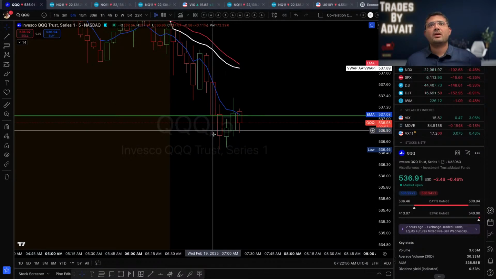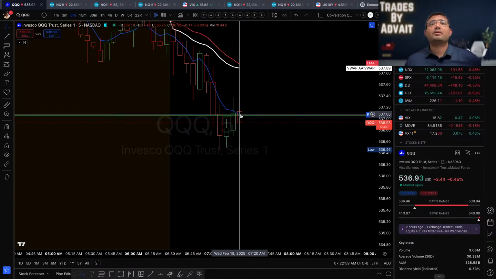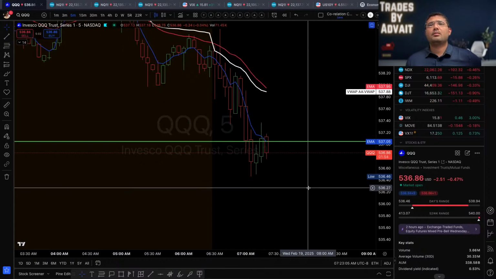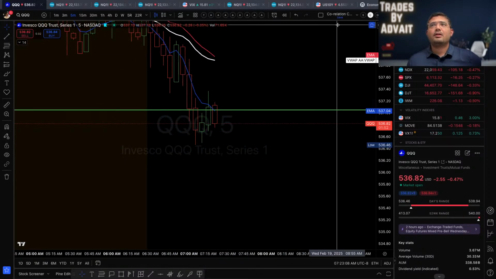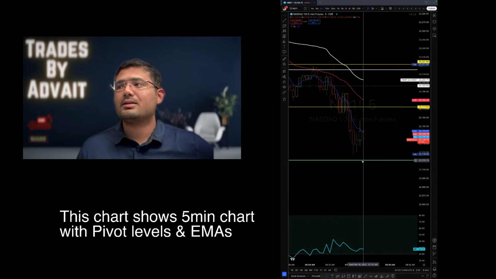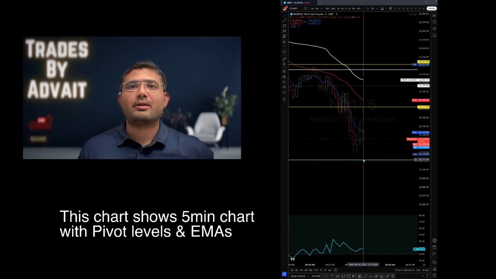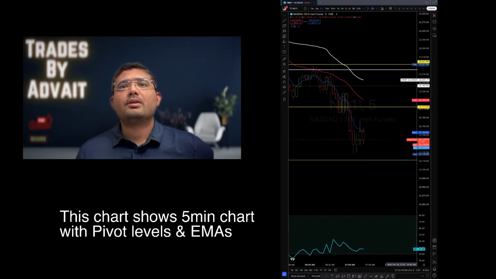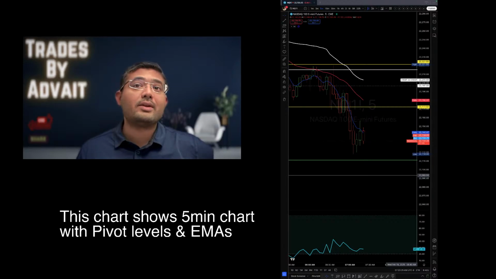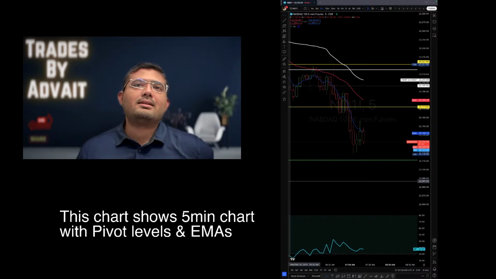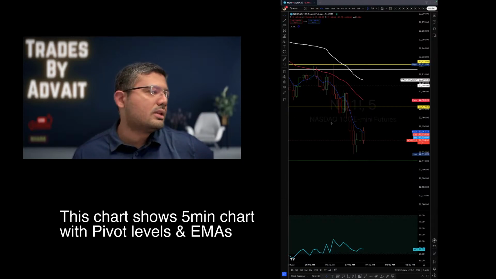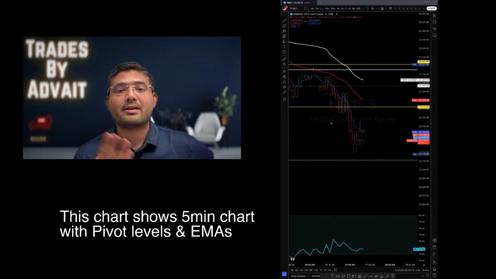Because you can see over here QQQ has breached the first support level, that is S1. So ideally I would want the markets to test these below zones, and then decide if it wants to go higher or lower. But on the daily time frame, you can see that this blue line, that is the 5-day EMA, there is a very high chance that this will get tested, right? So that's my thesis and analysis as of now.